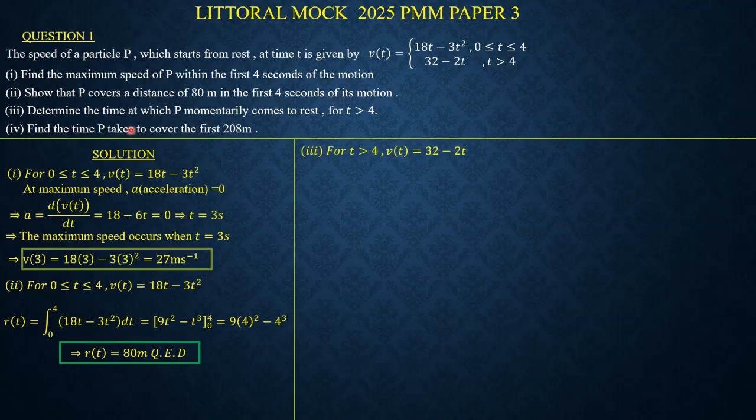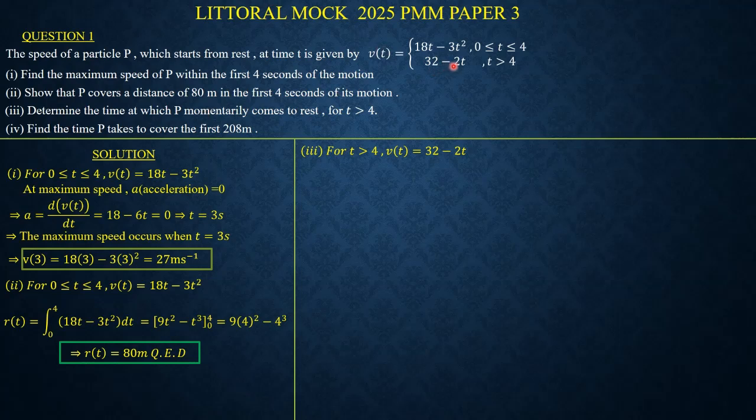In the Roman 3 of the question, we are asked to determine the time at which P momentarily comes to rest for t greater than 4 seconds. Obviously, for t greater than 4 seconds, the speed that corresponds to that time interval is actually the speed 32 minus 2t. So in this Roman 3, in all the solving we are going to do, we must take into consideration that the speed corresponding to this condition, that is for t greater than 4 seconds, is actually equal to 32 minus 2t.